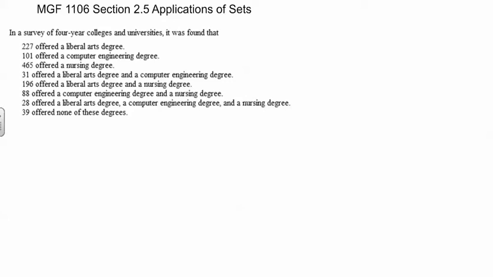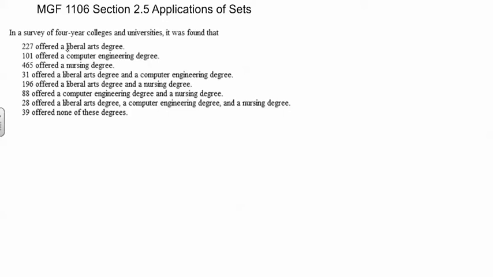This is an example from section 2.5 in MGF 1106, application of sets. In this section, the first thing you should do when you're reading through the problem is seeing how many different categories or sets that you have. In this example, it deals with four-year colleges and universities and which degrees they offered.